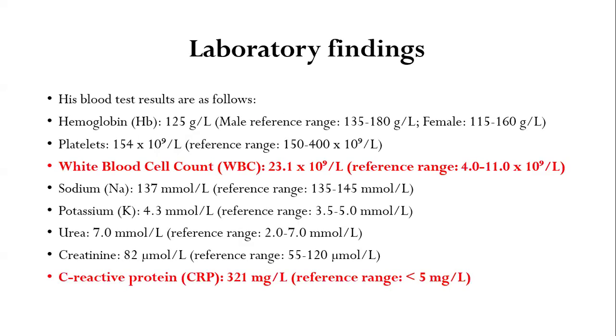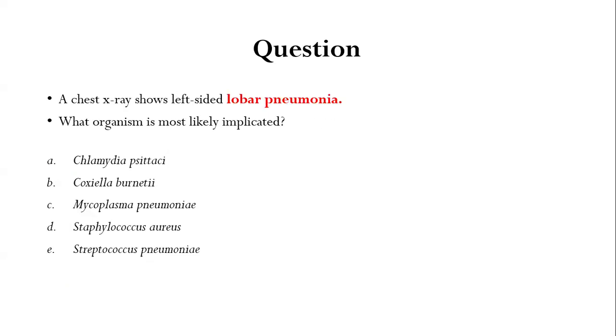His laboratory findings are as follows. Hemoglobin is 12.5 grams per deciliter. Platelets are 154,000. He has evidence of infection in his blood with a total WBC count of 23.1 thousand, which is quite high. His electrolytes are normal. However, his C-reactive protein, that is CRP, is elevated, 321 milligrams per liter, again suggestive of infection. Now he undergoes a chest X-ray. The chest X-ray shows left-sided lobar pneumonia.